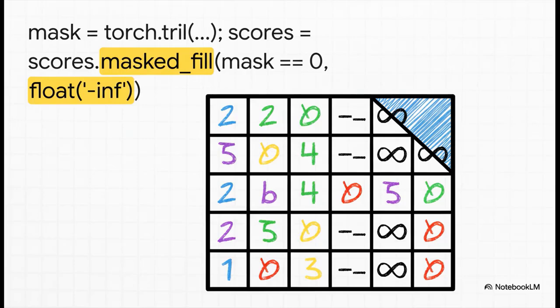Well, it's because when you run that through the softmax function we saw earlier, a score of negative infinity becomes a weight of exactly 0. It's the code's way of telling the model, pay absolutely zero attention to these words. It's how we make sure the whole process is step by step and honest.